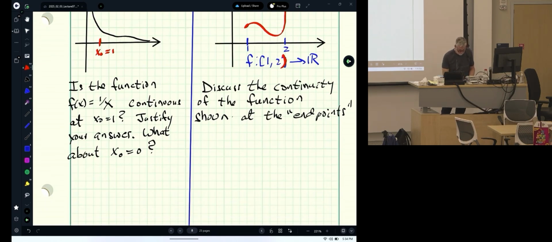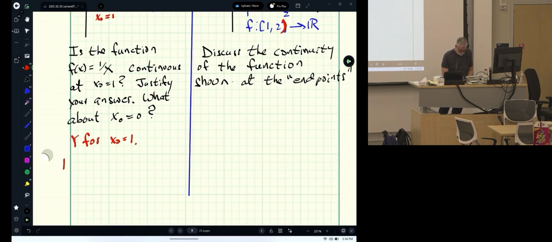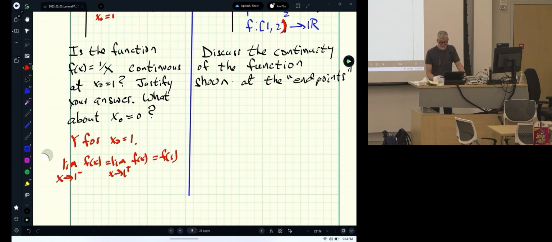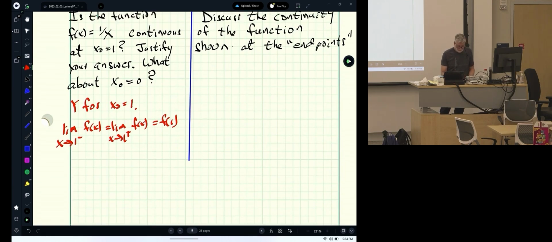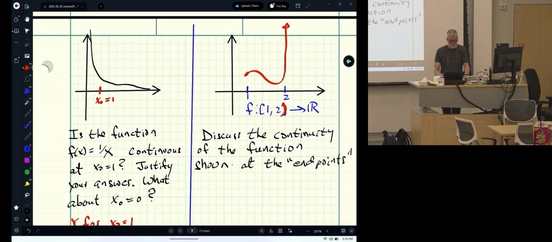So yes, for x0 equals 1, it's limit as x goes to 1 from the left equals limit as x goes to 1 from the right equals f at 1. Okay, we did the easy part first.